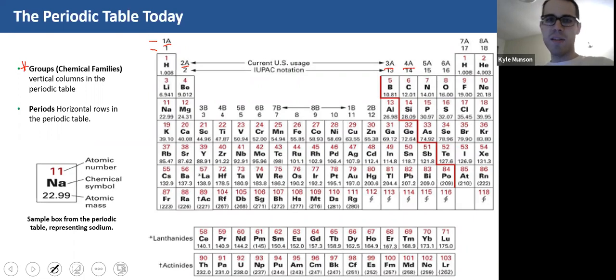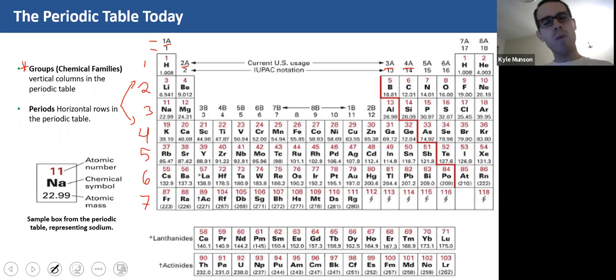And so the periods are the horizontal rows in the periodic table. Okay, so the periods are the rows. So this would be period 1, period 2, period 3, period 4, period 5, 6, 7, okay, etc. So here's an example box that we've already been using. Again, the top number here is the atomic number. The chemical symbol is in the middle, and the atomic mass is on the bottom.